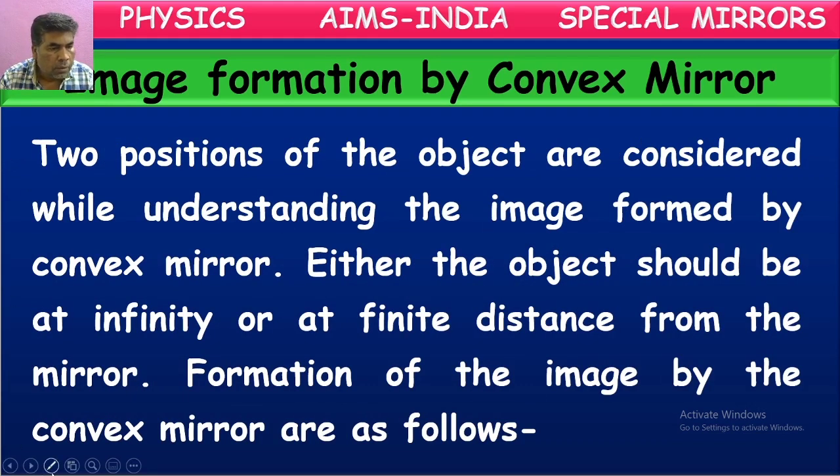Okay, children. So here let's learn about image formation by convex mirror. In the case of a convex mirror, we will consider only two cases. Only two kinds of cases are possible. The object may be at infinity, or the object may be at a finite distance. Normally we consider only these two cases. Let's see all the cases so that you can understand why we are taking only two cases.